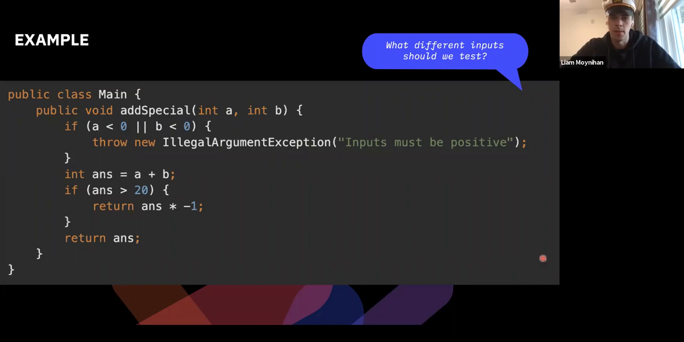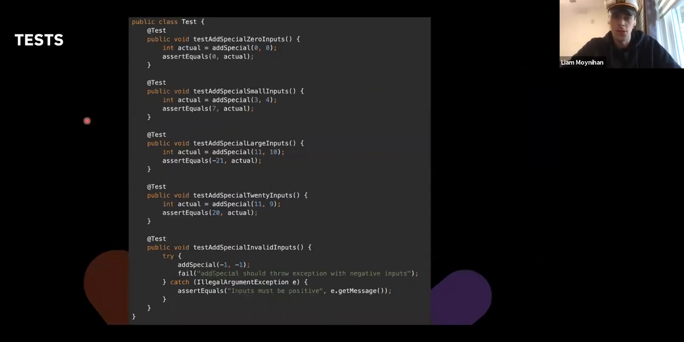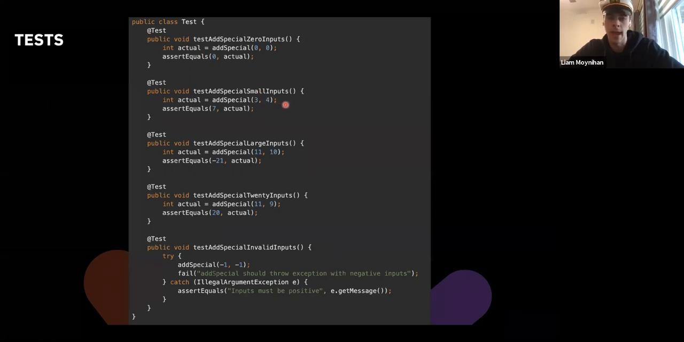So let's look at what these tests might look like. Excuse the big code block, but this is some JUnit tests. We can see we're using the @Test annotation above a public void method in our test class. An important thing to note with these methods: the convention is usually to have test somewhere in the name, then the method that you're testing and what the use case is. So here we have testAddSpecialWithZeroInputs, where we're giving A and B as 0 and 0. We can do some small ones like 3 and 4 that don't add up to 20, ones that add up over 20, ones that add exactly to 20, and also this exception case, which is a little bit different.